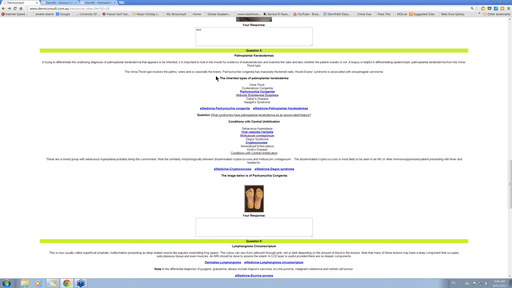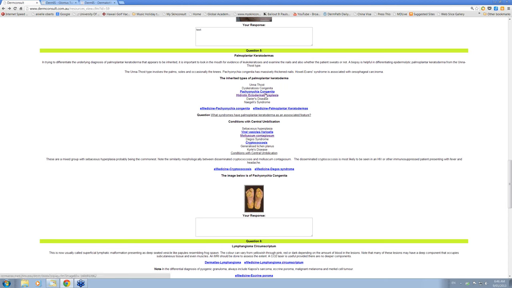Keratodermas, you often diagnose them on the basis of other associated features. Now, in pachyonychia congenita, you've got these massively thickened nails. In Howel-Evans syndrome, you've got palmoplantar keratoderma with esophageal carcinoma. So it's a marker of an underlying esophageal carcinoma. Now, these are some of the inherited types of palmoplantar keratodermas.